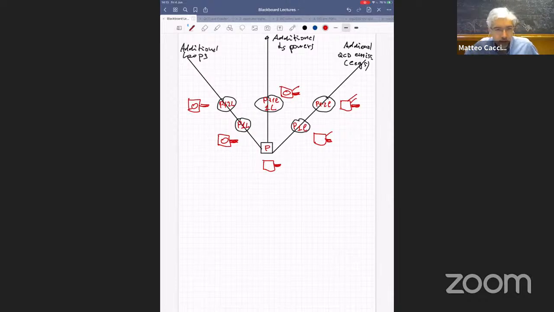Okay. So now, in this particular configuration, suppose you are calculating exactly only this diagram here. At this point, the only process that you know exactly is this one, of course. The one without any other emission, you may call it the Born level, or the lowest possible level, in a sense. Suppose you go and you calculate also this one here.